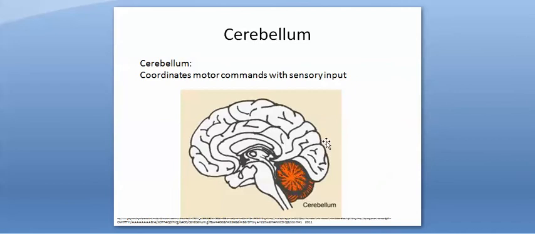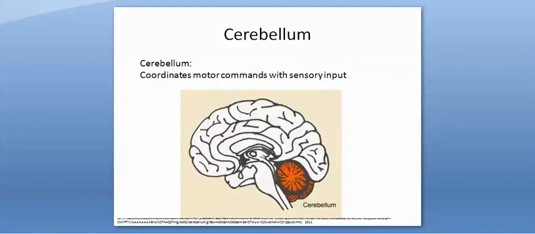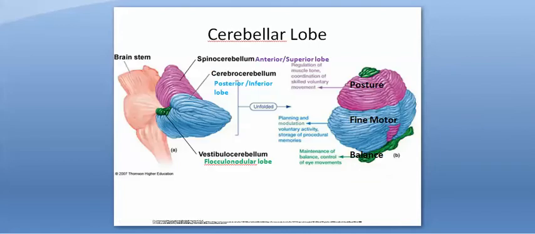All right, so now we get to talk a little bit more about the cerebellum. It coordinates motor commands and integrates that with sensory input. So that's your ability to step up a stair and feel and know where it is and do it fluidly. All right, so we're going to talk about the lobes of the cerebellum, and then we're going to talk about peduncles of the cerebellum on the next slide.